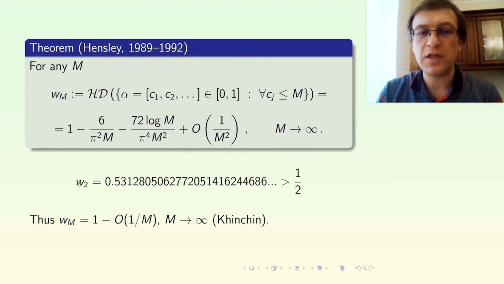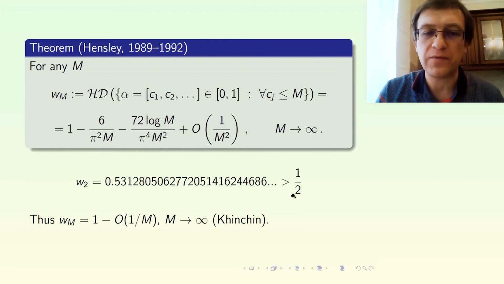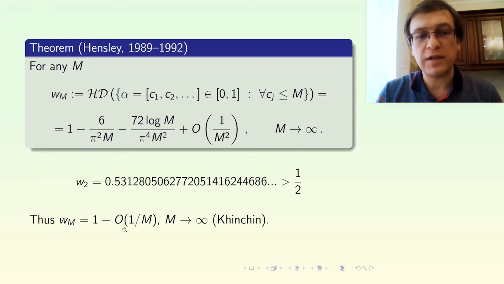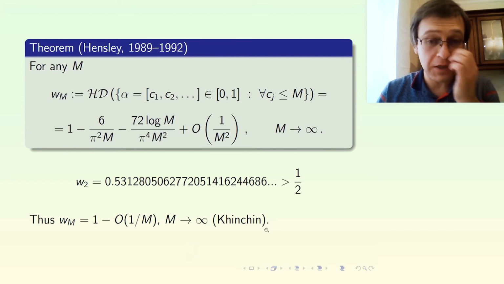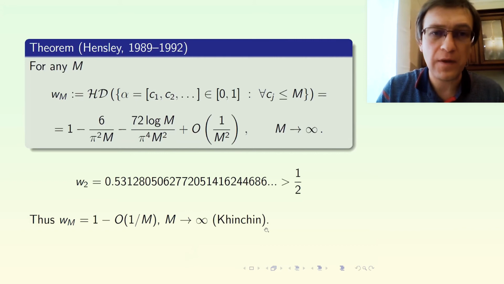For example, the dimension for m equals 2 is the following. The number is greater than 1/2. It's important for us. And I would say that this estimate was known by Khinchin at the beginning of the 30s.